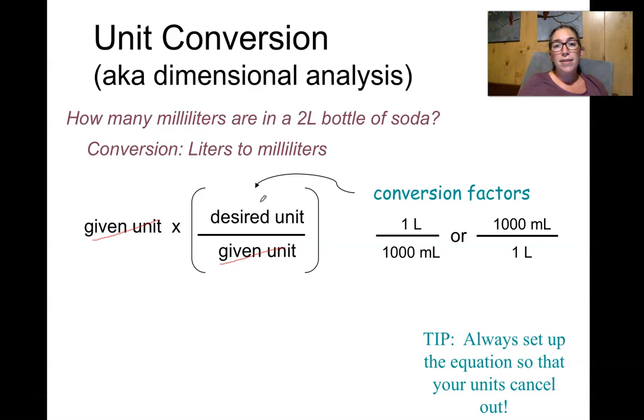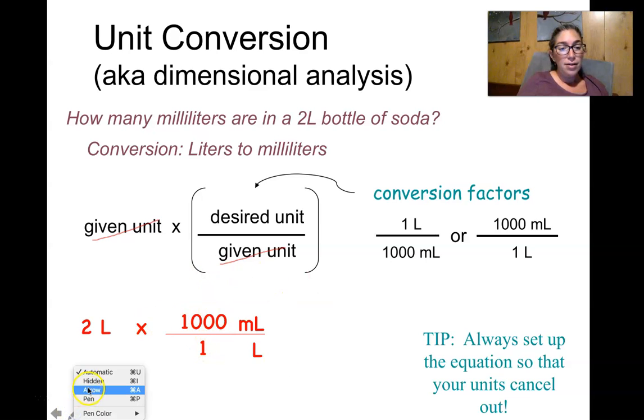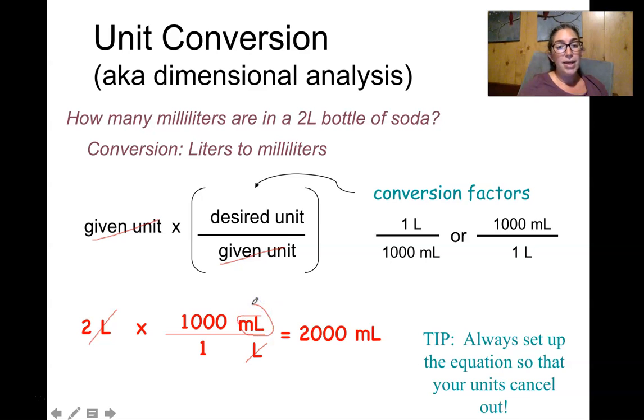So the given unit in this problem is 2 liters. So we start with the 2 liters. Now we're going to multiply it by the conversion factor where liters is on the bottom because we want liters to cancel out. So that is this one right here, 1,000 milliliters per 1 liter. That way our liters are canceling out, and our answer will be in milliliters. Our answer being 2 times 1,000 divided by 1, which is 2,000 milliliters.